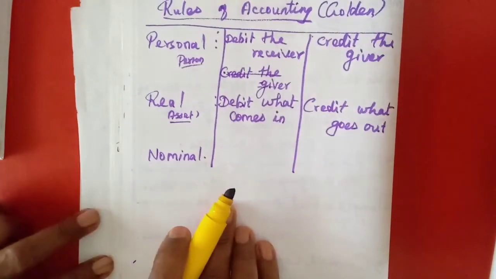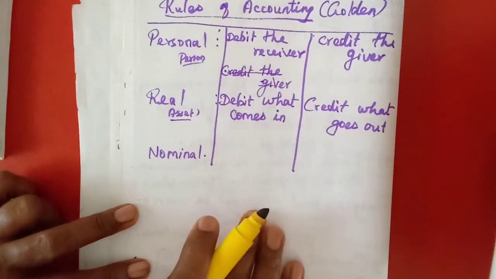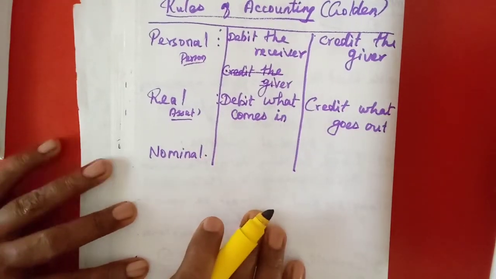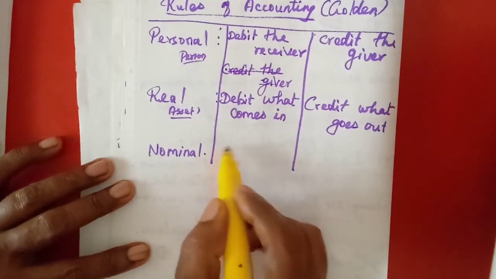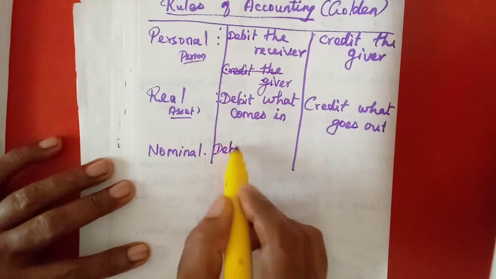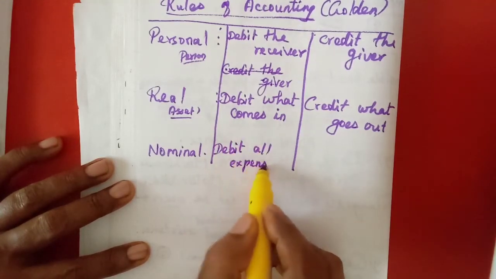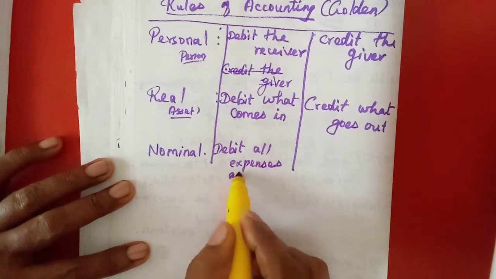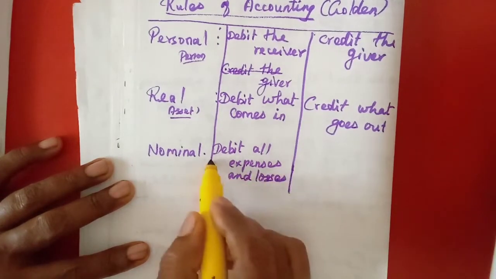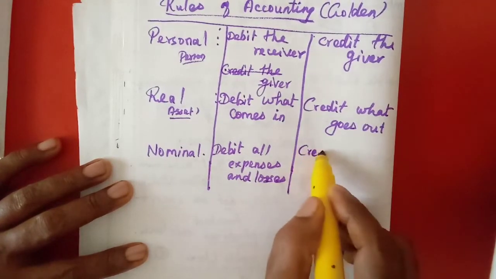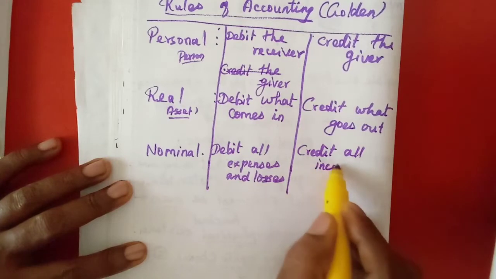Understood? These are the main rules that you should know. Then, for the nominal accounts, we know nominal accounts consist of 4 things, isn't it? Expenses, losses, income, gain. So debit the first 2: debit all expenses and losses. Then credit all incomes and gains.